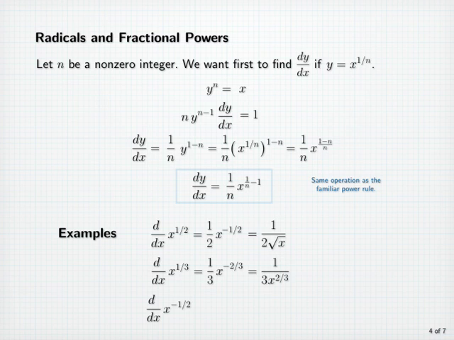The derivative with respect to x of x to the minus 1/2 power is minus 1/2 x to the minus 1/2 minus 1, or minus 3/2 power. This is equal to minus 1 over 2 times x to the 3/2 power.